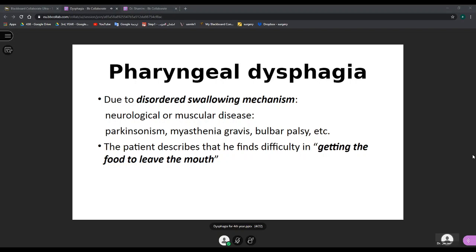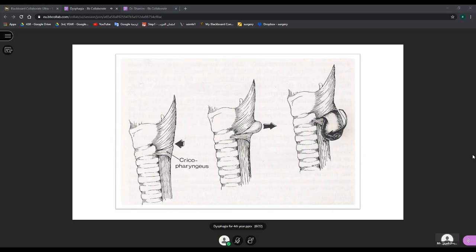Okay, and the question here, where will the food go? If the food cannot pass down into the esophagus while you are trying to swallow, it's accumulating now in the oropharynx. So where will it go? It will push against the trachea, the closed epiglottis. Not the trachea. The food should not go into the trachea. Yes, Faisal? Yes, it will push against the.